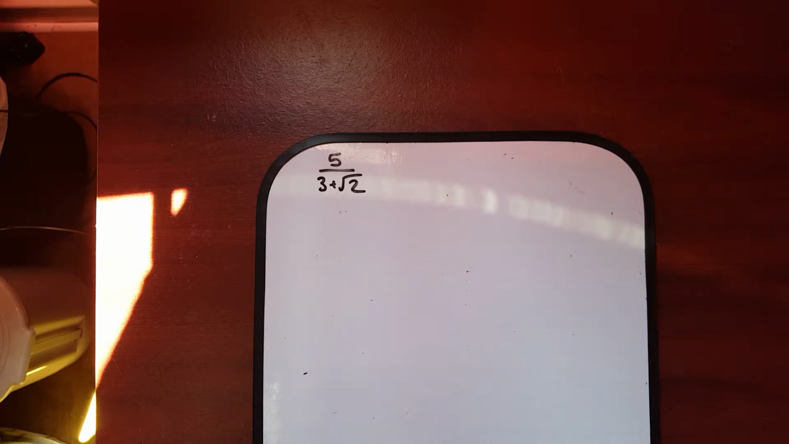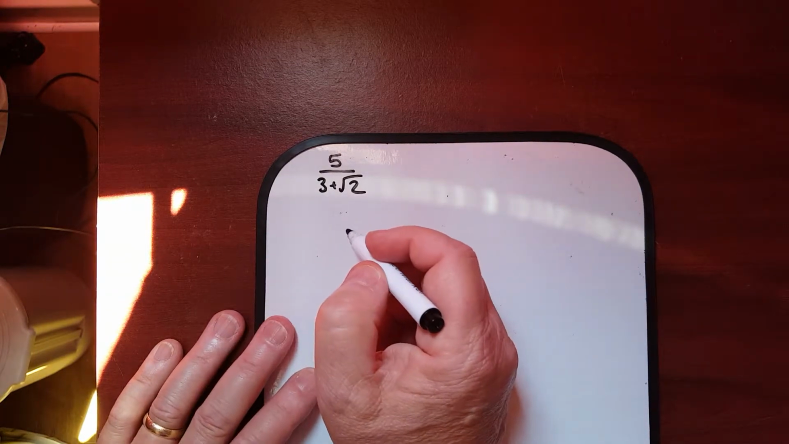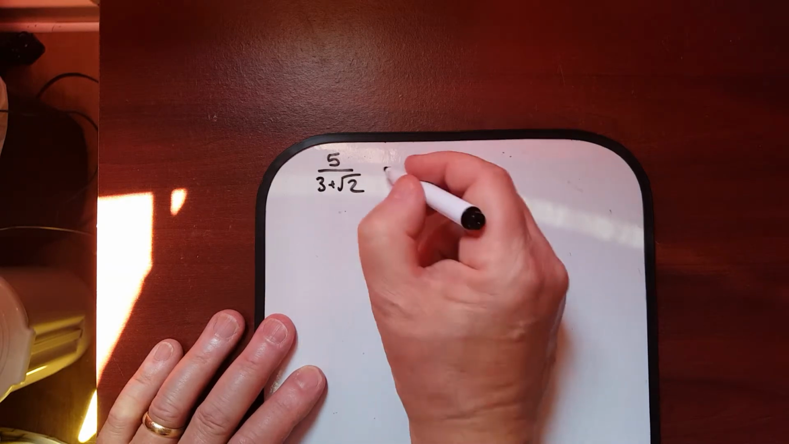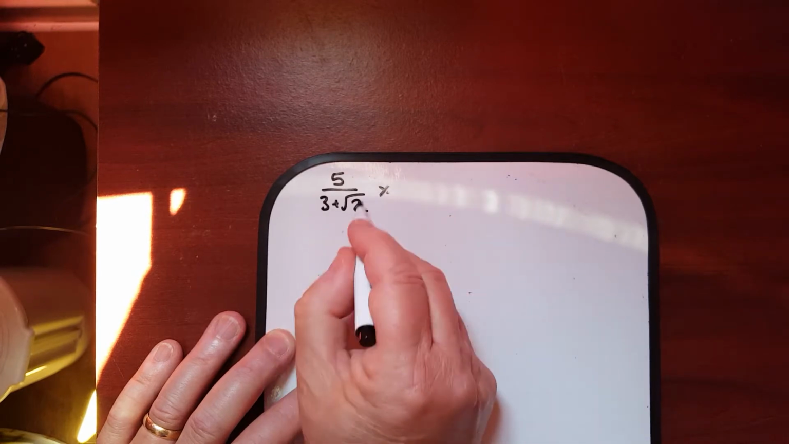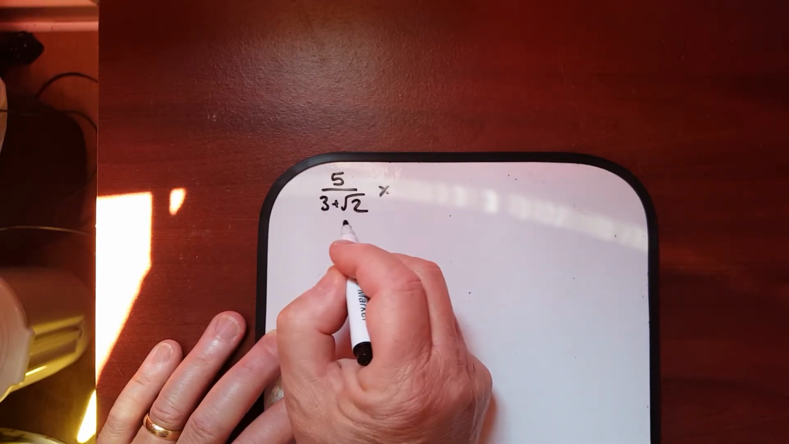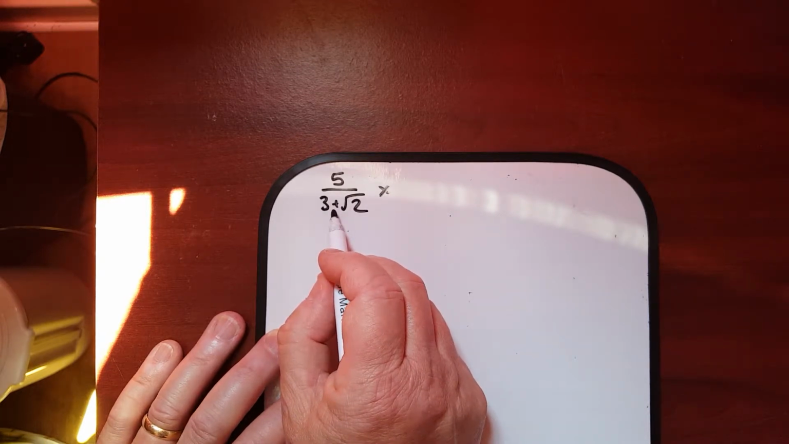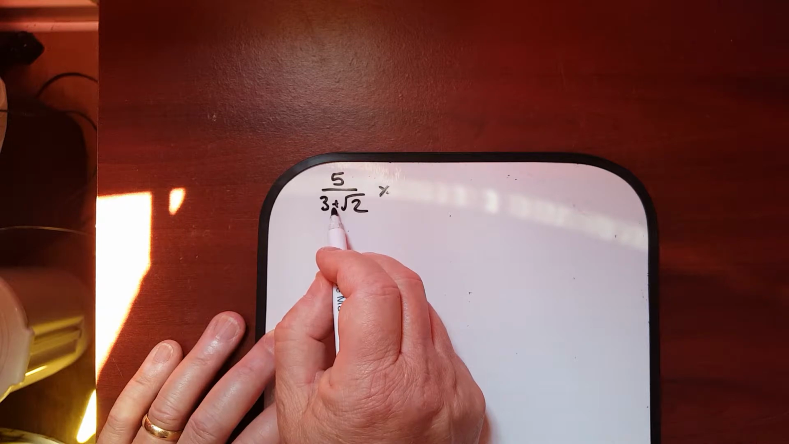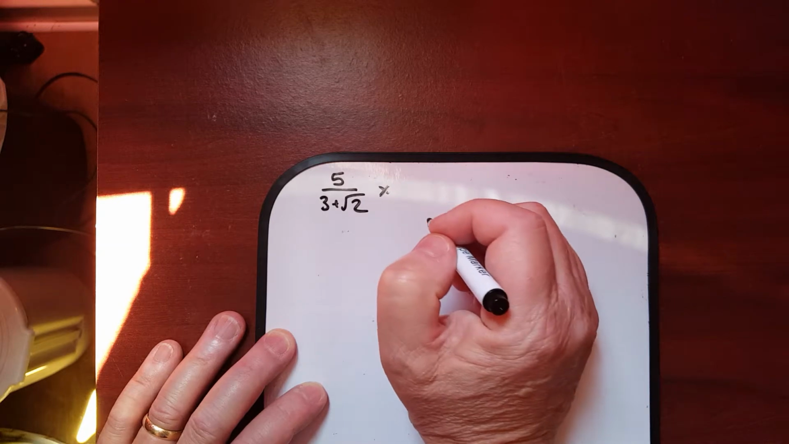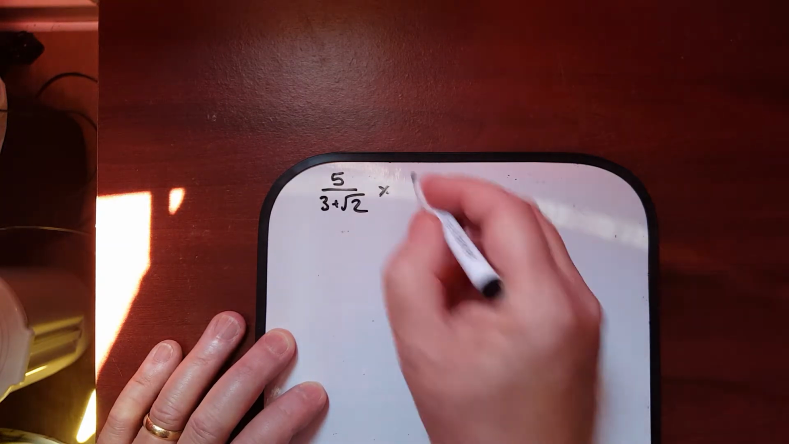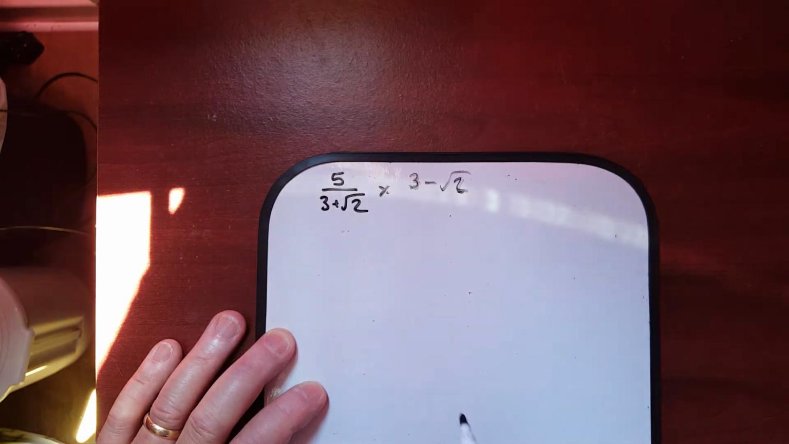So there's a particular rule in Surds. What we do when we're solving a question like this is we multiply everything by precisely what's on the bottom of the fraction, except that we change the sign. That sign is a plus, and we change it to a minus. If that sign was a minus, we would change it to a plus. And so we're going to multiply the top line of the fraction by 3 minus the square root of 2.